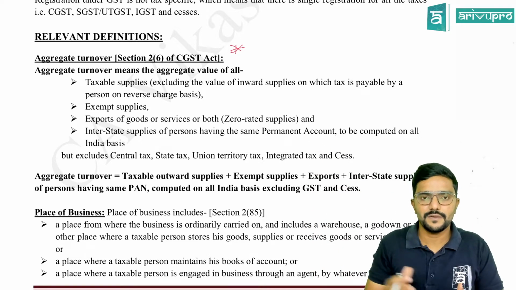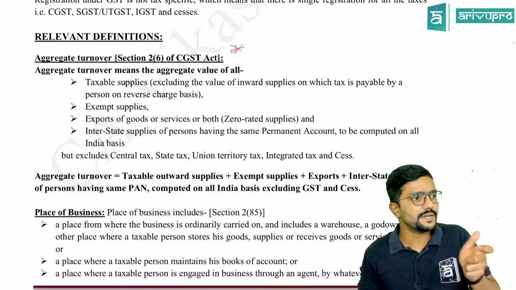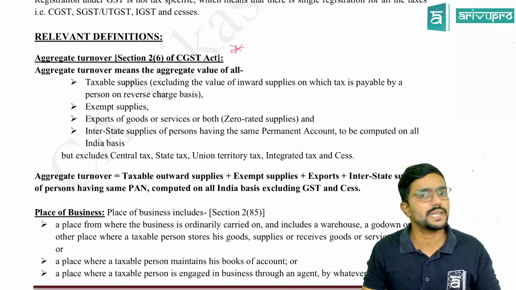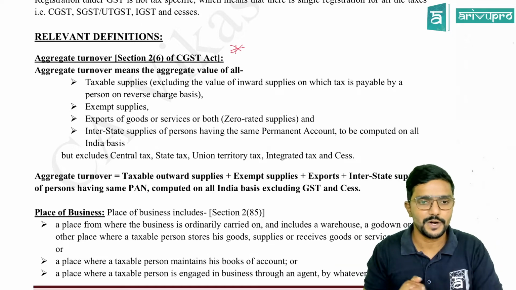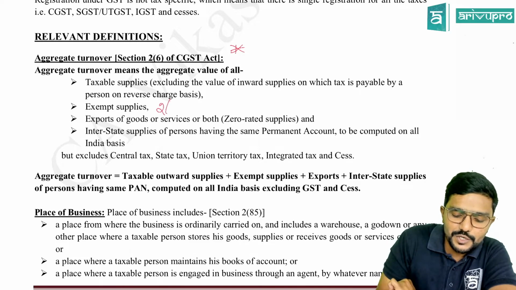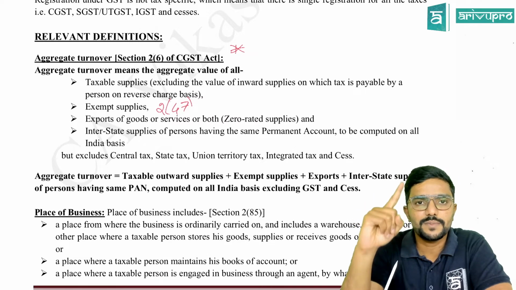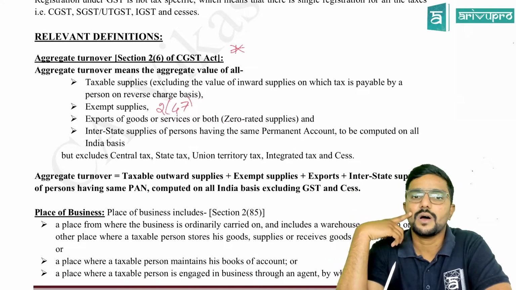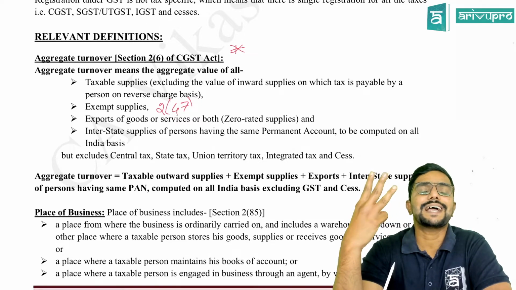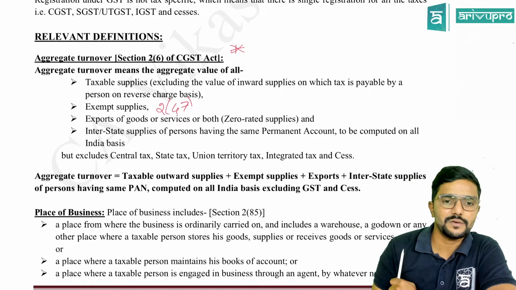So for a supplier, whenever there is a taxable outward supply, we have to take it. For a recipient, if he is paying tax on his inward supply under reverse charge mechanism, should we count it as aggregate turnover? No, you should not. Next, exempt supply. And you know what is exempt supply? Exempt supply is defined under section 2 clause 47. Exempt supply includes three things, guys. What are those? Whatever is exempt under section 11 or 6 of IGST Act, nil rated supply and non-taxable supply. Clear? So even exempt supply should be included in the aggregate turnover definition.